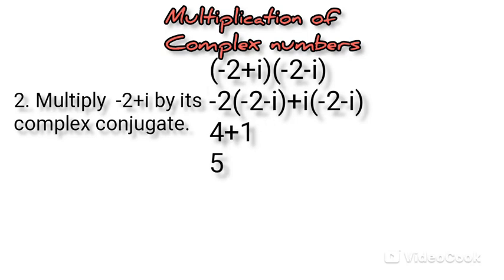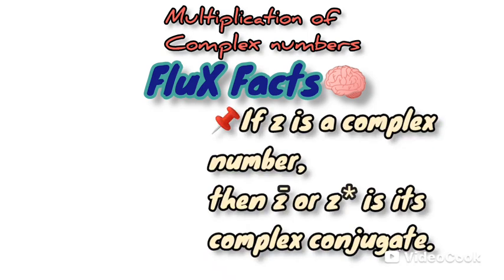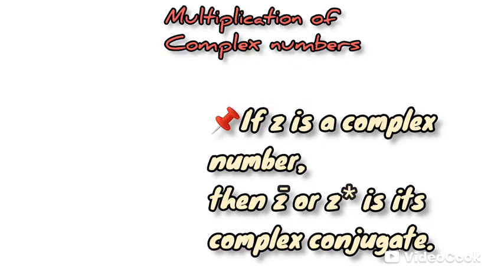So here's a fact. Whenever you multiply a number by its complex conjugate, you will always get a real number. Further, if z represents a complex number, then z bar, and that's when z has a tiny bar, or z asterisk, or z star, will represent the complex conjugate.